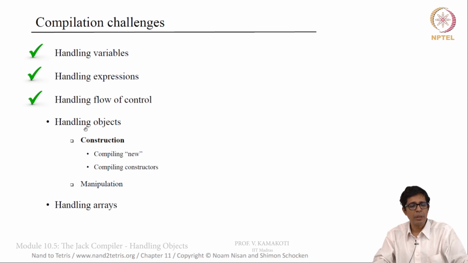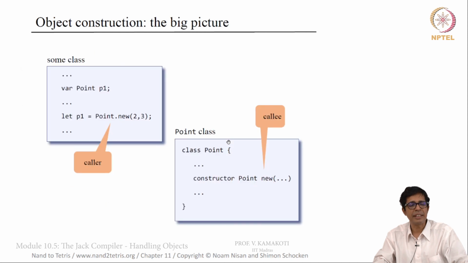Now, when we are looking at handling objects, there is constructing an object and also manipulating the object. Let us see both of these in great detail. Now, I have var point p1, and let p1 equal point dot new 2 comma 3. Point is a class. In some other class, I am instantiating a variable of type point p1, and I am saying let p1 equal point dot new. Now, what is point? Point is a class. Inside that, there is a constructor function called point new.